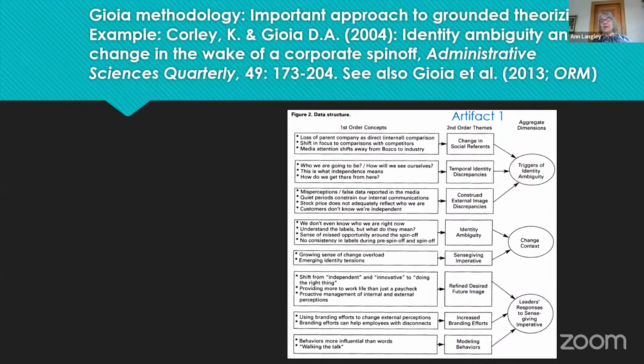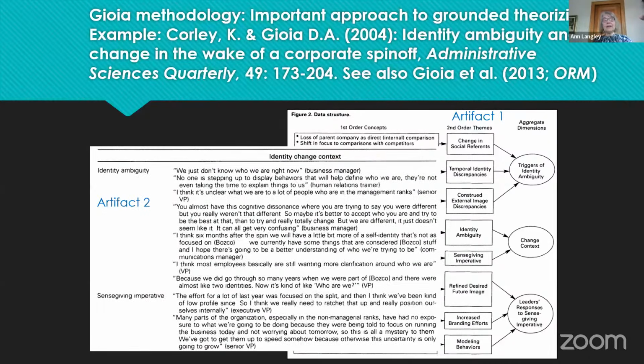And unfortunately, a lot of researchers kind of stop there. They show you the data structure and that's it. A second artifact is actually showing the link between the two. So here, this is in the paper, just an example. They've got their concepts, and here you've got quotes that reflect those concepts. So that's the second artifact.